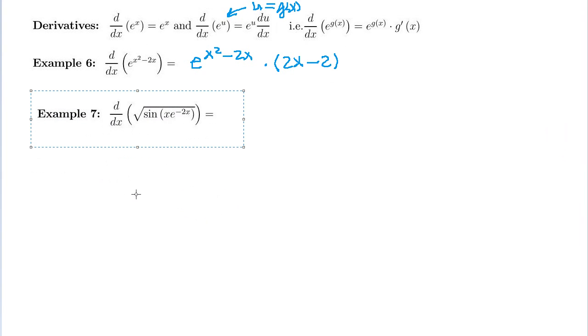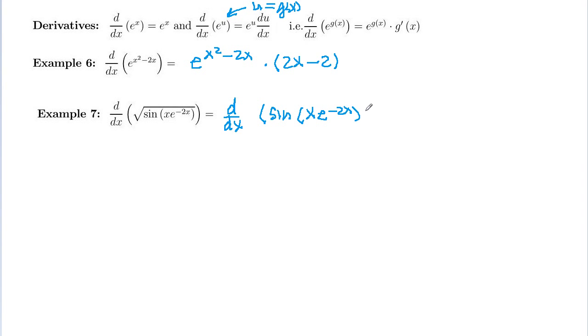Let's look at another here, example 7. We want to differentiate the square root of sine x e to the negative 2x. Well, we've got multiple rules going on here. The first thing we want to do is change that square root to a fractional exponent. So this will be the derivative with respect to x of sine of x e to the negative 2x, and that whole thing gets a 1/2 power.